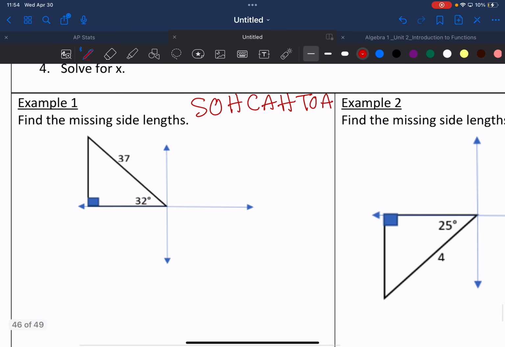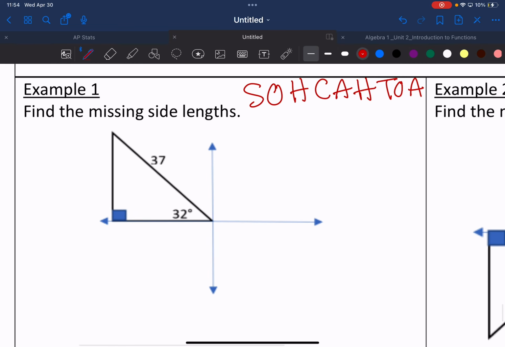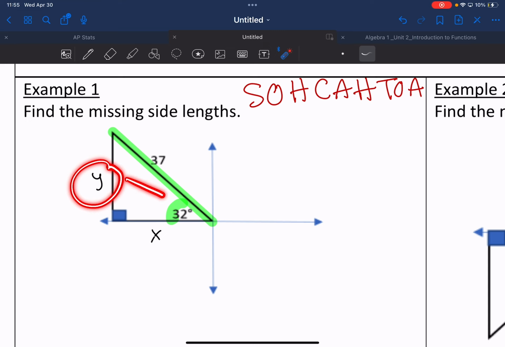So looking at example 1, notice that we are only given the hypotenuse and an angle. So this is our given information, the hypotenuse and our angle. We are missing both legs, so I'm going to go ahead and label those X and Y. And what we're going to try to find first is Y. So notice that Y is directly across from that angle 32.